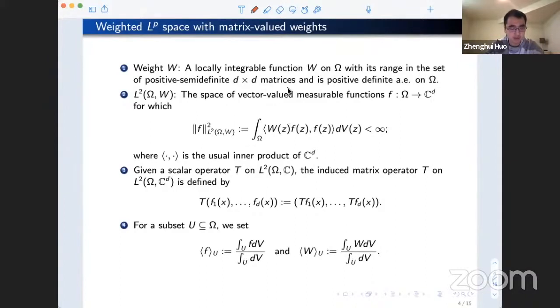And when it comes to the Bergman projection, for example, on such a space of vector valued functions, to make sense of it, basically what we need to do is just to apply the regular Bergman projection to every component of the vector valued function. So basically, when we talk about the Bergman projection in this vector valued function space, we're just looking at a matrix operator with each entry on the diagonal being the Bergman projection. Okay, and last but not least, we're going to use this left angle, right angle notation for the average of a function over a subset of omega, and also for the average of the matrix over a subset of omega. Any questions so far?